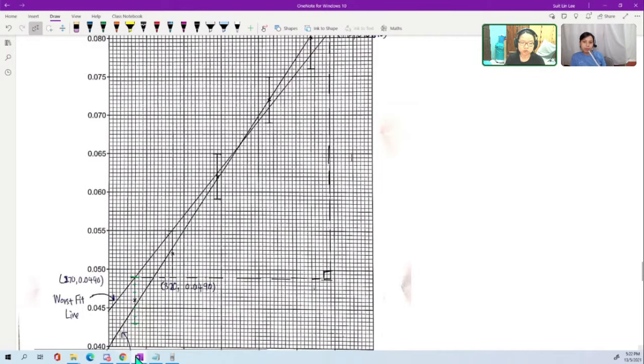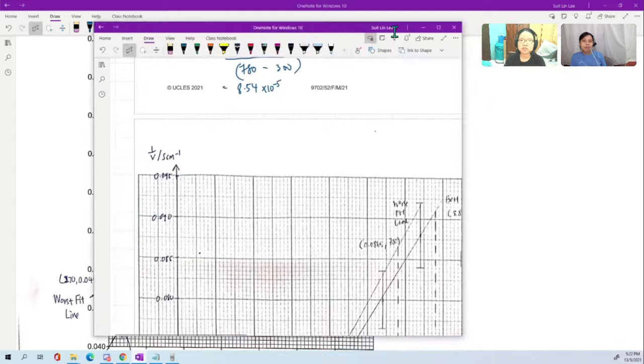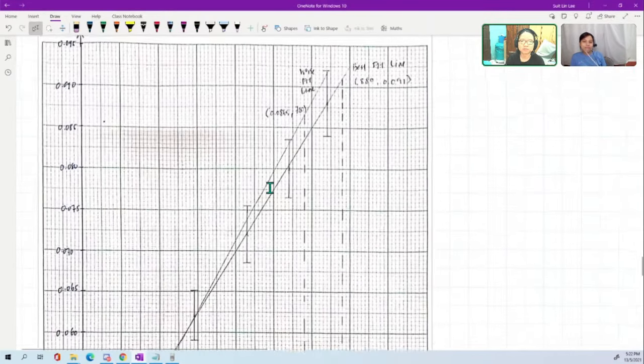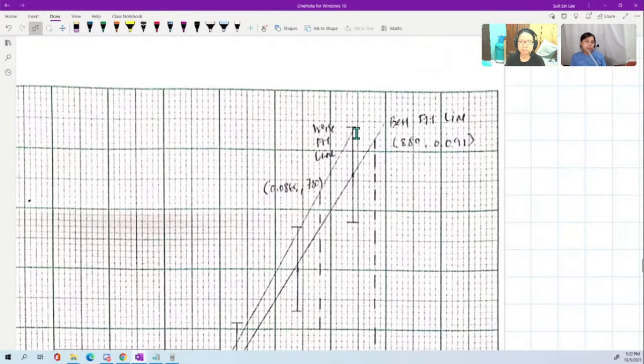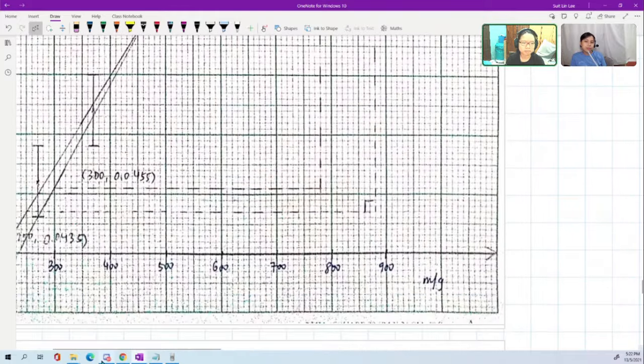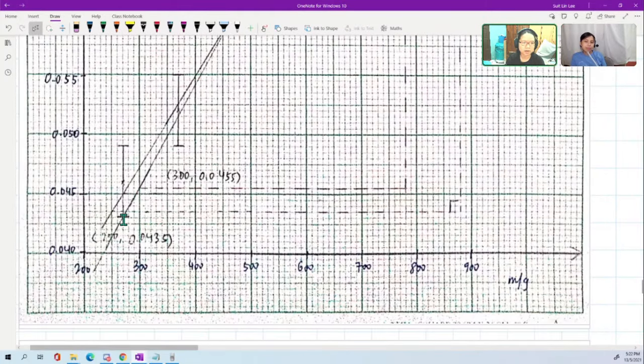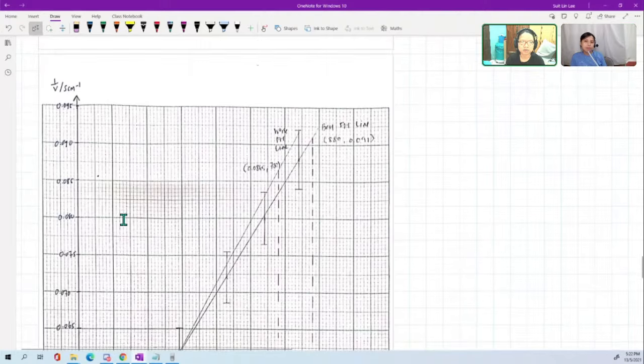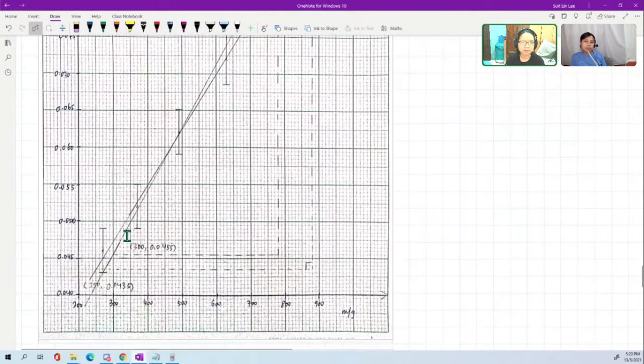Another option is to draw a graph where you are drawing the steepest possible line. So the steepest possible line option will look something like this. You take the top and then you join with the bottom of the other end, the bottom error bar. So for this particular graph, you can see the worst fit line is steeper than the best fit line. So we are taking extreme values.